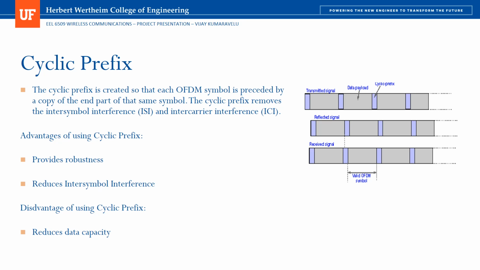The advantage of using the cyclic prefix is that it provides robustness. You have some extra data in the cyclic prefix, the redundant data. It also reduces intersymbol interference to a large extent because the data payload is untouched by the overlapping of adjacent symbols. But the disadvantage is that it reduces the data capacity because of the redundancy of bits.